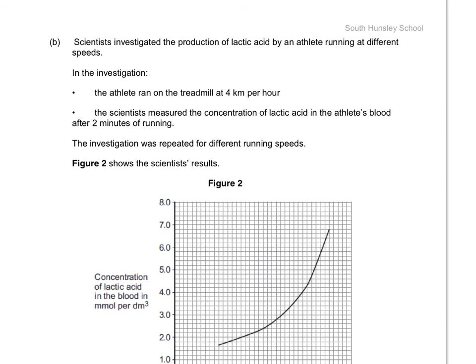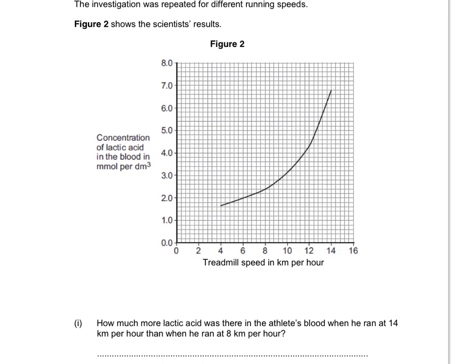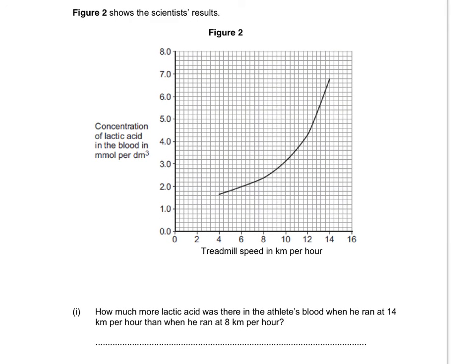This next question, again, is showing you a graph. And just like last time, before we look at the question, we're going to have a look at the graph to make sure we understand what it shows. Along the bottom, you've got treadmill speed, so it's showing you how fast the treadmill is going. And up the side, you've got the amount of lactic acid being produced. So as you can see, the faster the athlete is running, the more lactic acid is being produced.